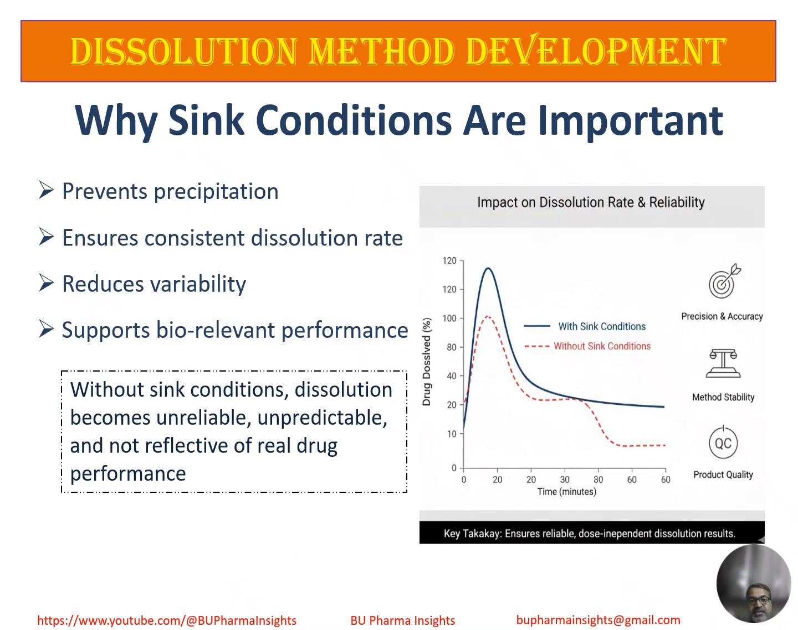When sink conditions are not met, the drug can precipitate, the dissolution curve flattens too early, and variability increases. This is especially critical for poorly soluble drugs. Maintaining sink conditions prevents precipitation, ensures a consistent dissolution rate, reduces variability, and supports biorelevant performance.